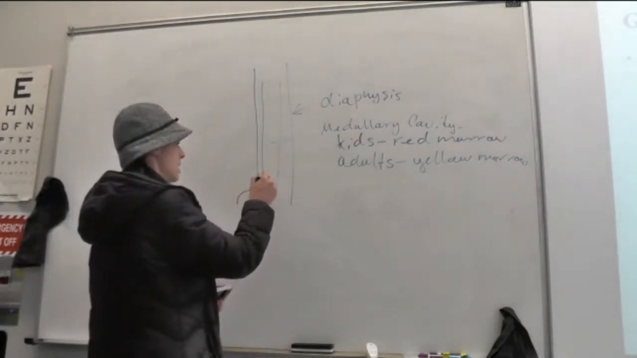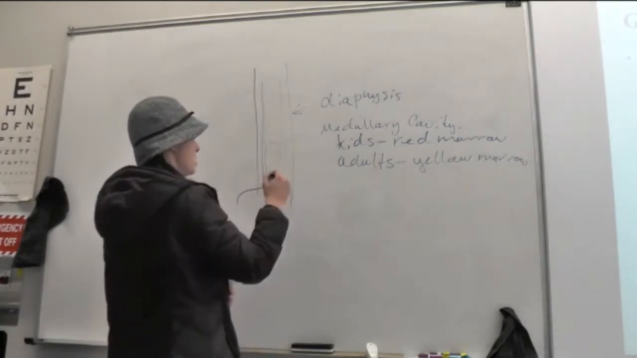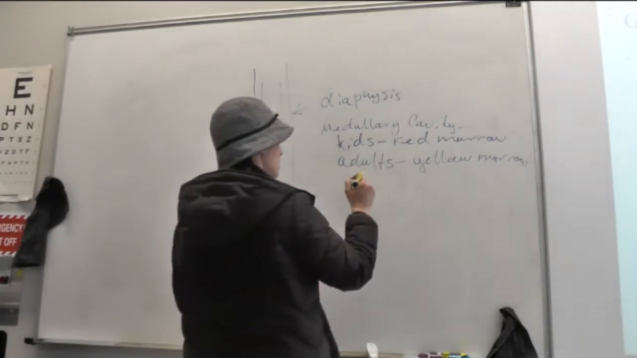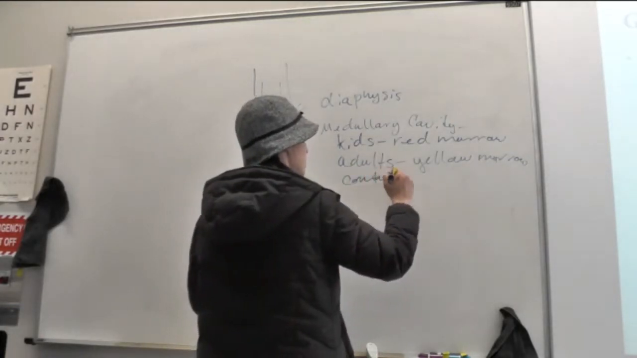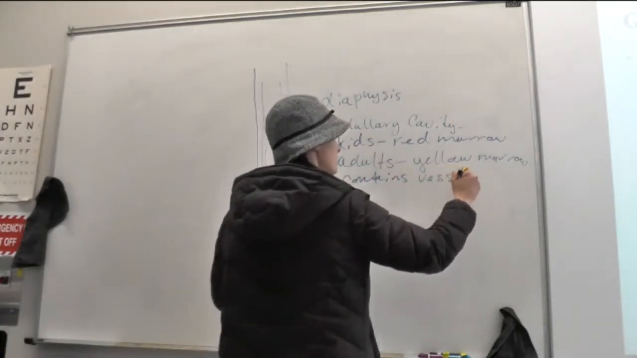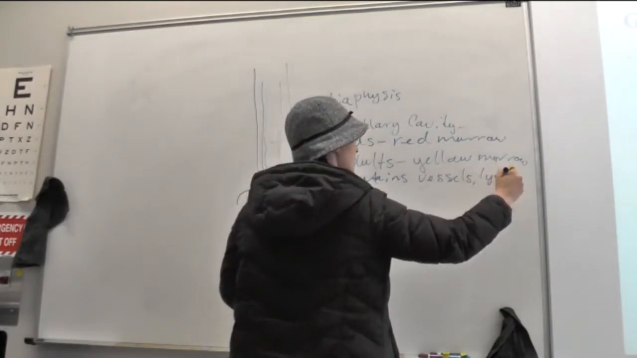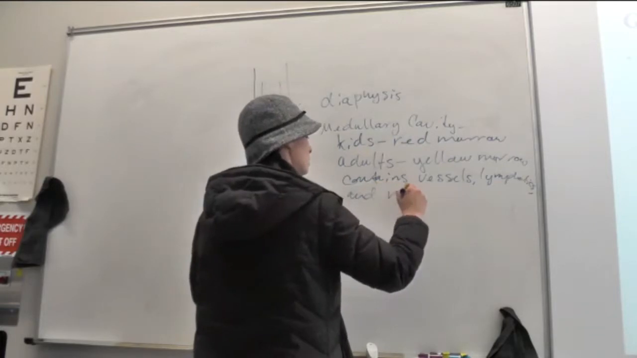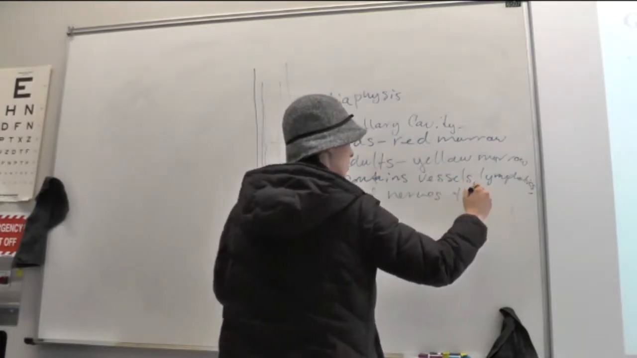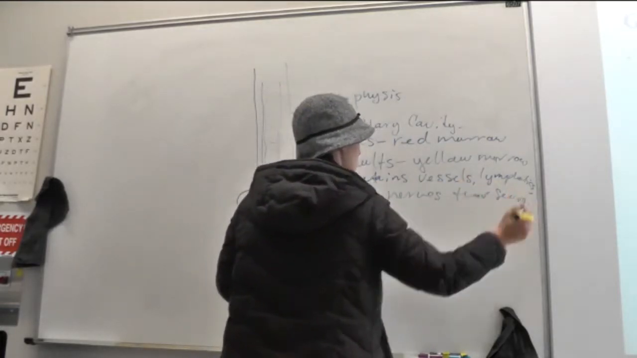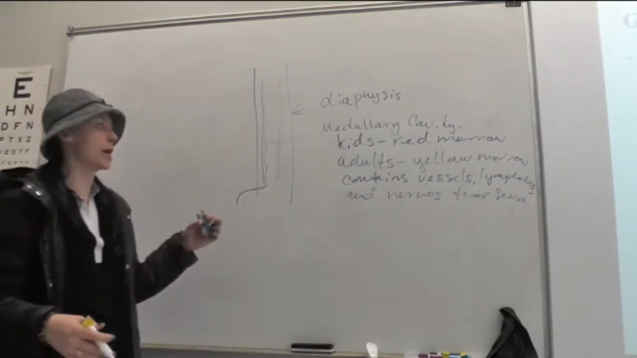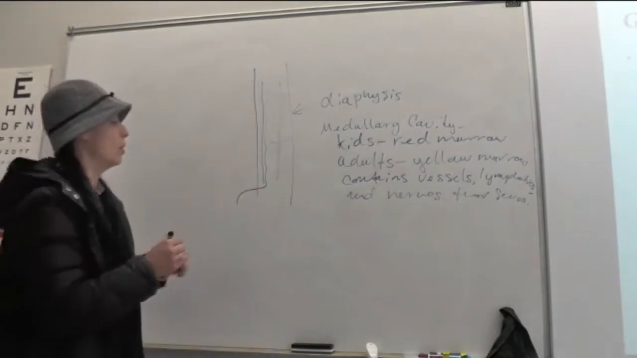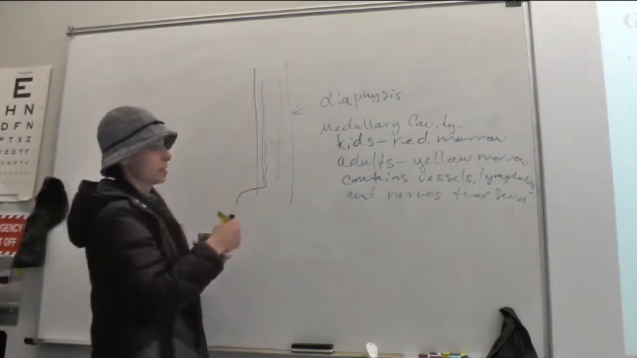In here we'll also have the blood vessels, nerves, and lymphatics that serve the bone running in it. So we'll say it contains vessels, lymphatics, and nerves that serve the bone. What does this mean? This is a living organ. Bones are the major organ of the skeletal system. So that's running up in the medullary cavity.